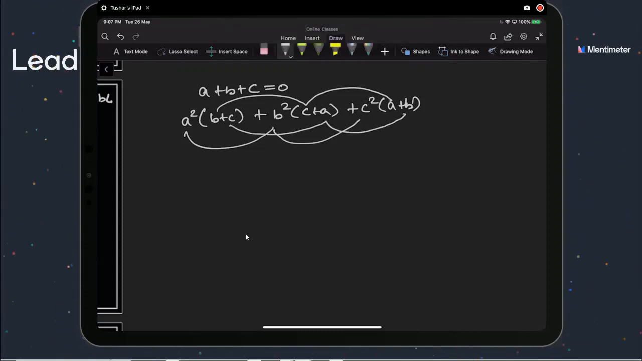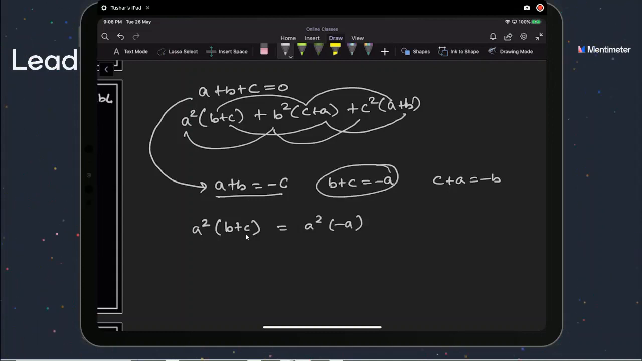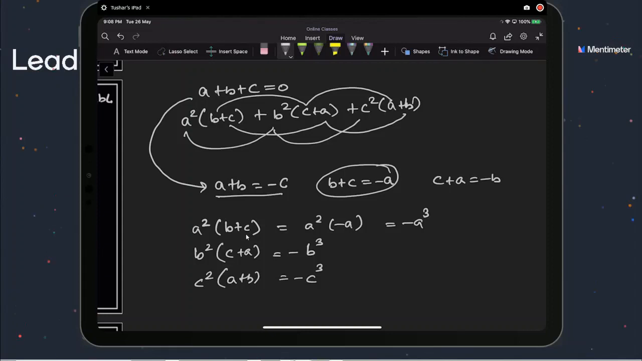In such cases, what do I do from here? I see a plus b is equal to minus c, first. Then similarly, b plus c is equal to minus a, and c plus a is equal to minus b. Now a square times (b plus c) is a square times minus a, so this is minus a cube. Similarly, b square times (c plus a) will be minus b cube, and c square times (a plus b) will be minus c cube. Correct? So you have to add all of them.